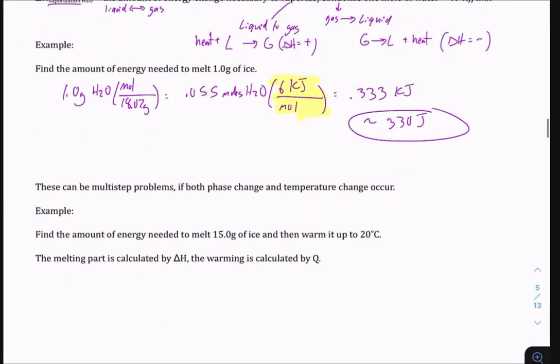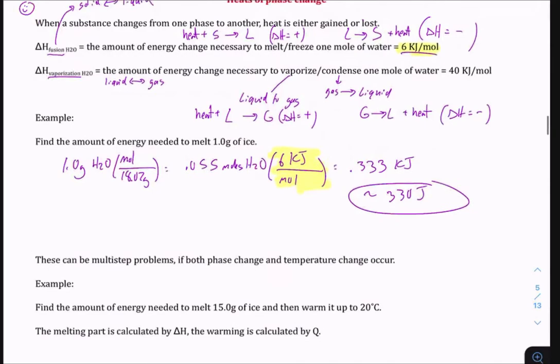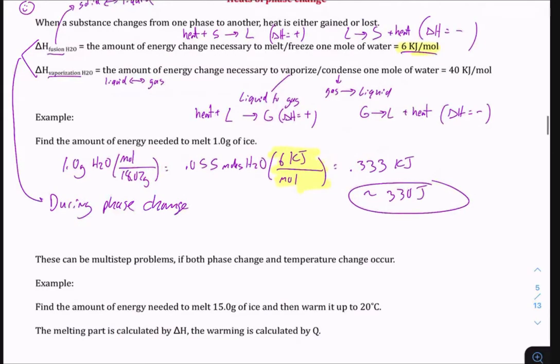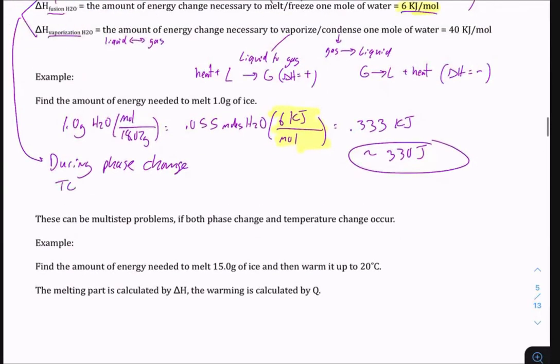All right, so let's talk about a multi-step problem. Oh, by the way, I need to mention that this is very important. During phase change, like we're talking about here, when you're changing from either a liquid to a solid or solid to a liquid or gas to liquid, whatever, as long as the phases are changing, temperature is constant.